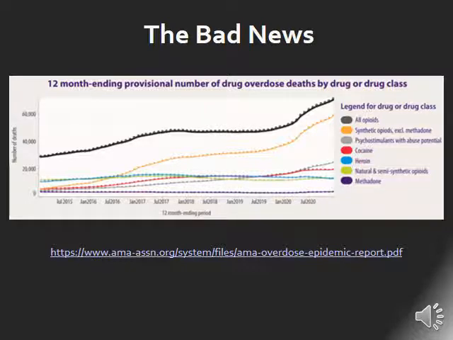Cocaine deaths, deaths from natural and semi-synthetic opioids such as prescription pain medications also increased during that period. And the graph here simply illustrates just how dramatically those overdose deaths have accelerated in this last 12-month period.